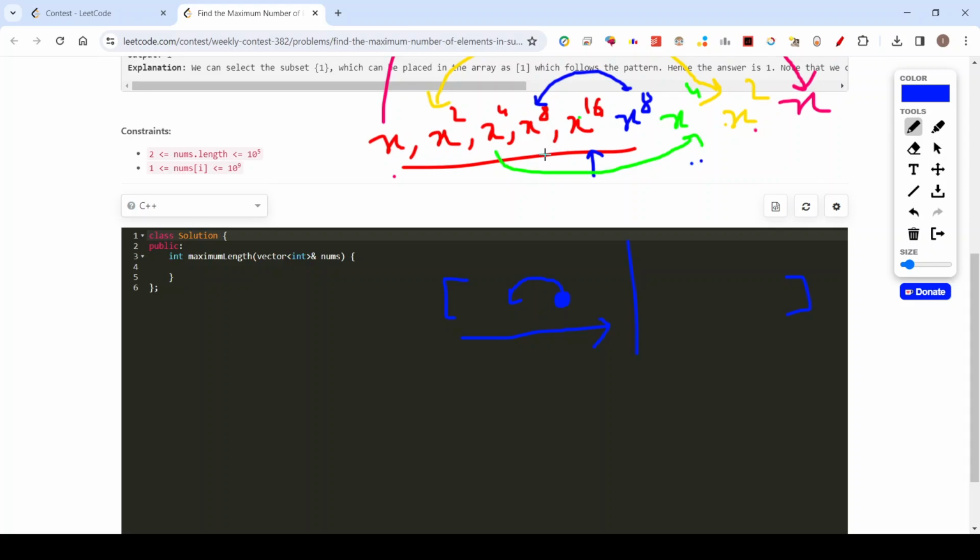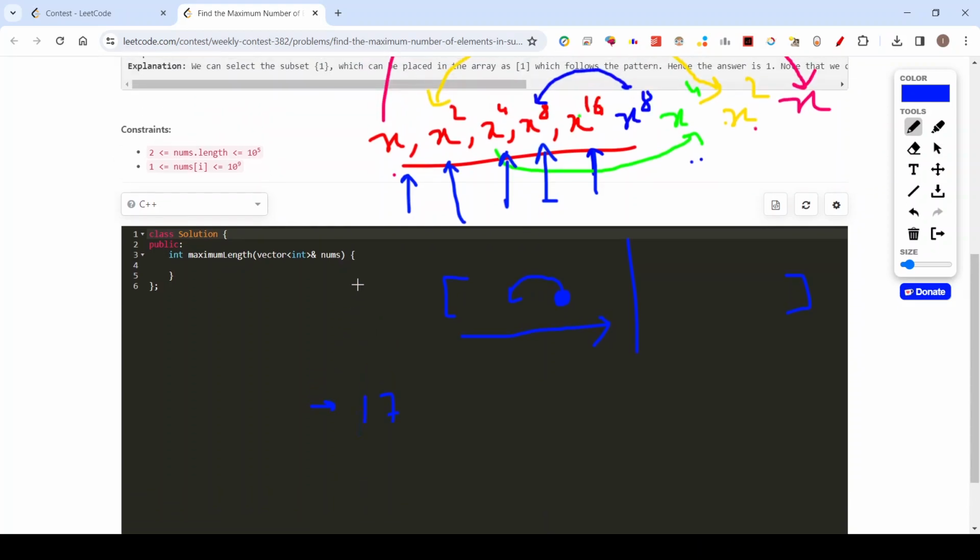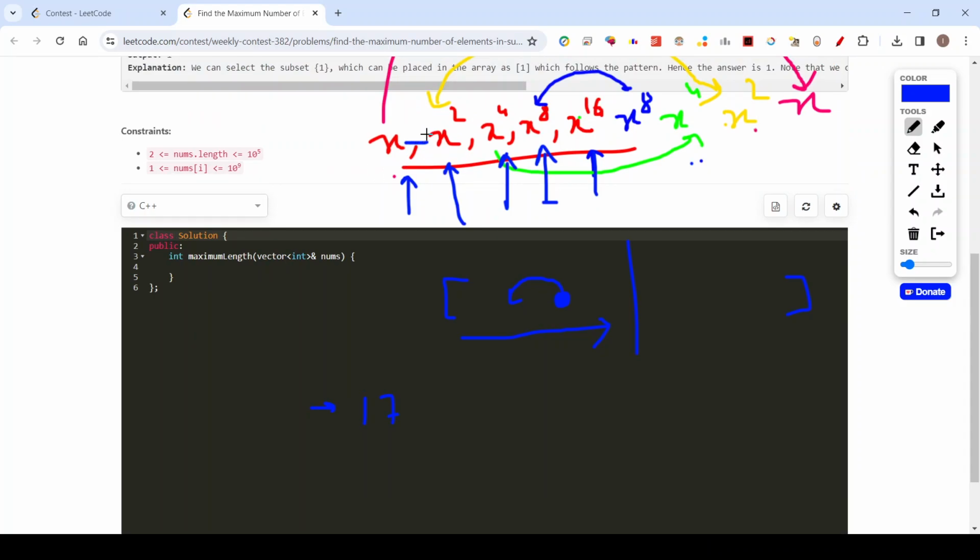If you carefully see, x to the power 8 is a perfect square of x to the power 4, right? If you see x to the power 16, it's a perfect square of x to the power 8. Similarly, x square is a perfect square of x. So it is never possible that, for example, 17 is a perfect square of any number, so you can't correlate. So basically what I'm trying to say is that I would try to form a chain.